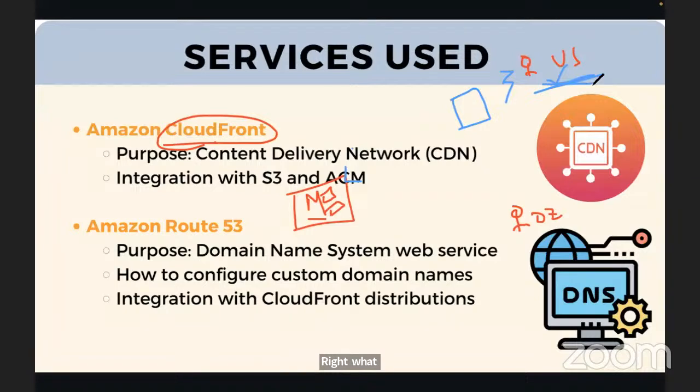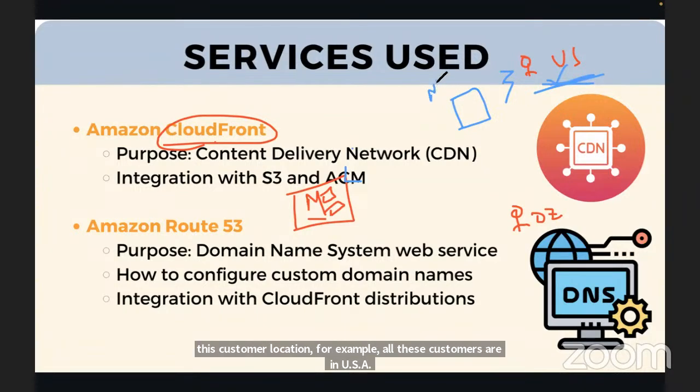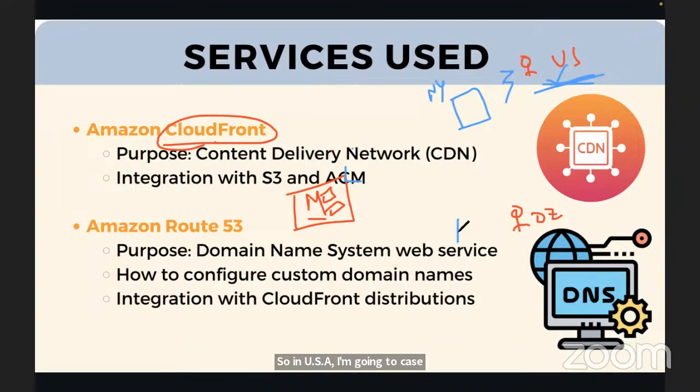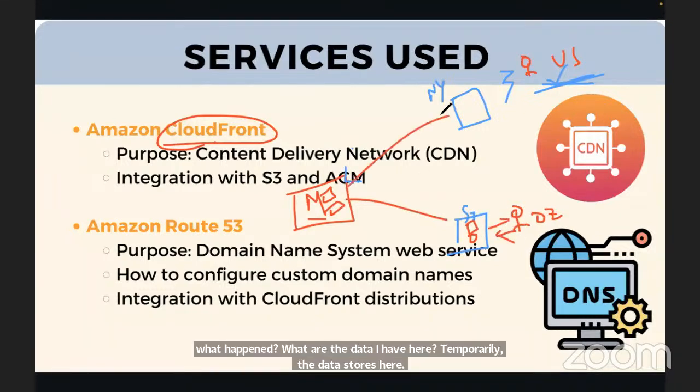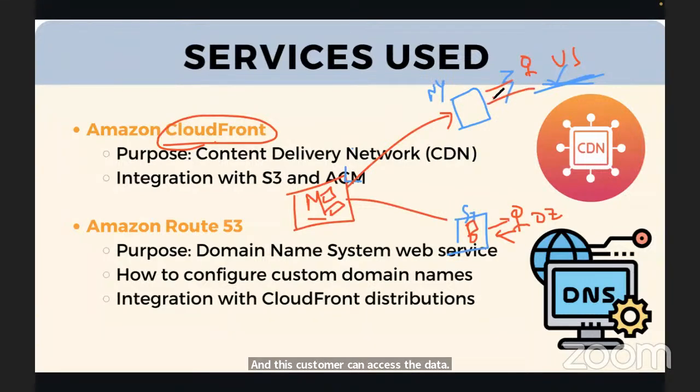For example, all these customers are in USA. So in USA, I'm going to cache data in New York. And for this Australia user, I'm going to cache data in Sydney. Now what happens? The data is stored here temporarily, and this customer can access the data. Same way here. So now, whenever any request comes from these US customers, the request is delivered from this nearby location only.